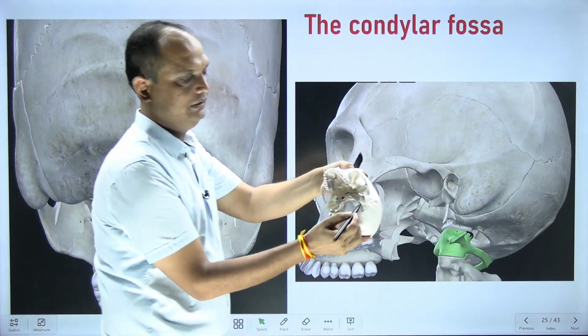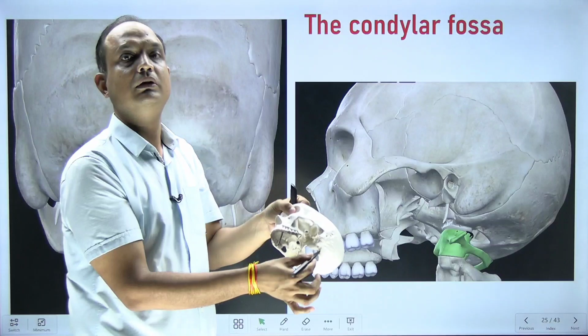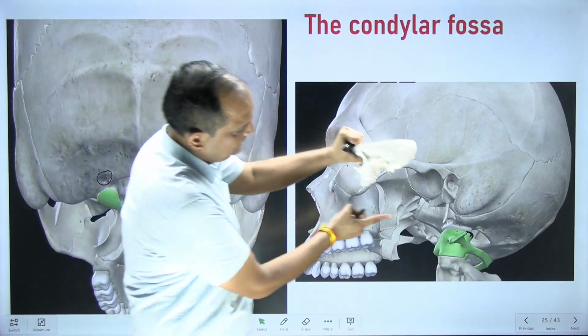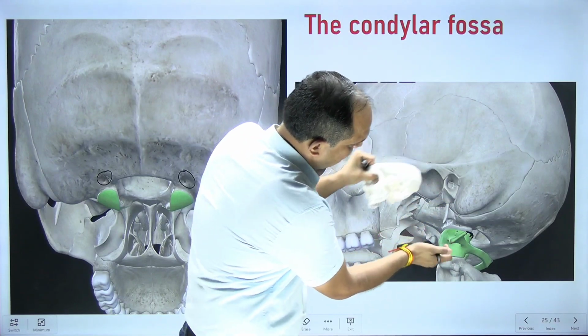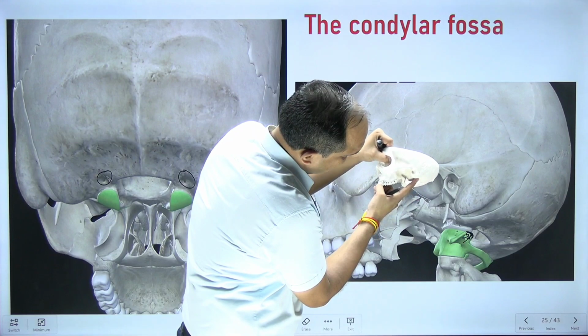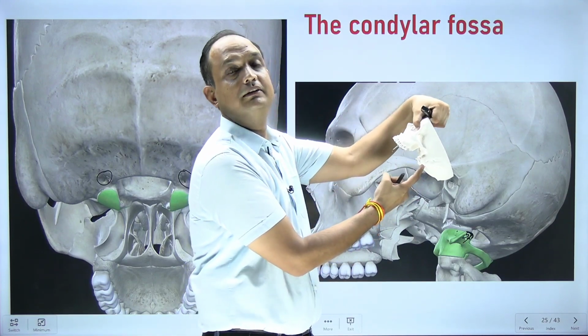So this is your fossa which is present here, which we are talking about, and this fossa is known as the condylar fossa. So when you are having the complete flexion, what will happen? This posterior projection of your superior articular facet of C1 will accommodate in this fossa.